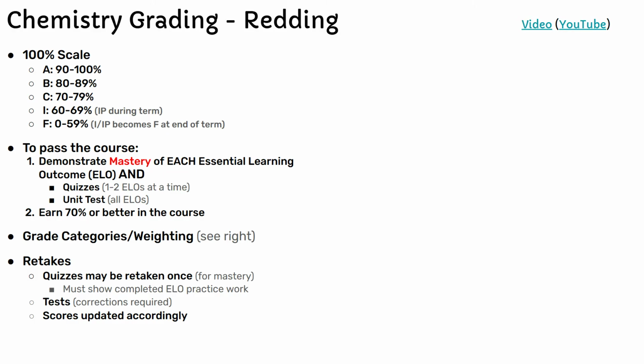To pass the course, you must demonstrate mastery of each ELO as well as earn at least a 70% or better in the course. Quizzes, generally you are tested on 1 to 2 ELOs at a time, and that's your first opportunity to demonstrate mastery. And then on the unit test, you have another opportunity to have a crack at those ELOs.